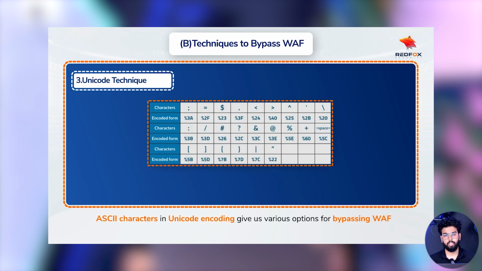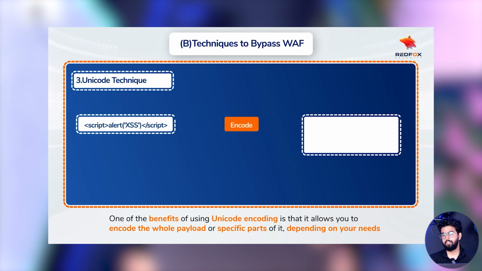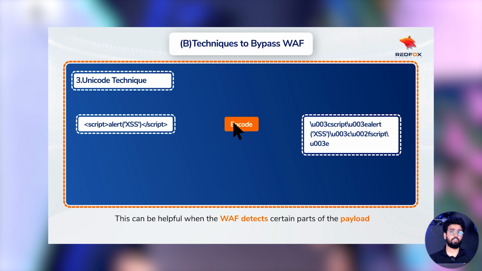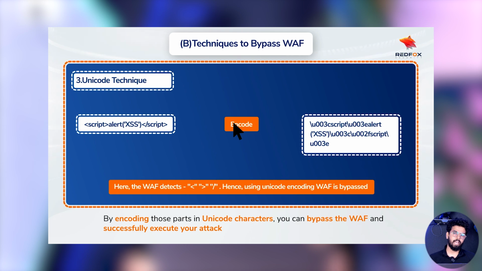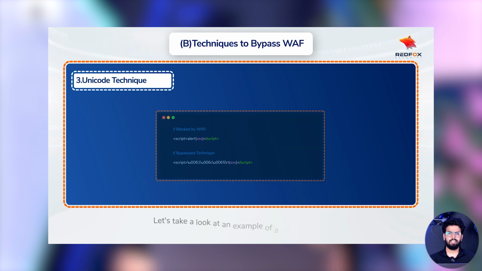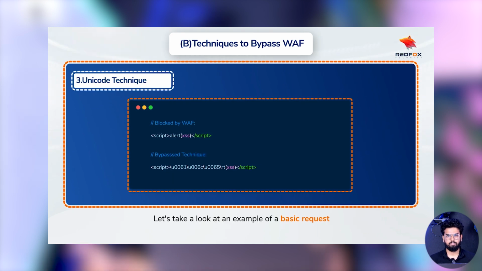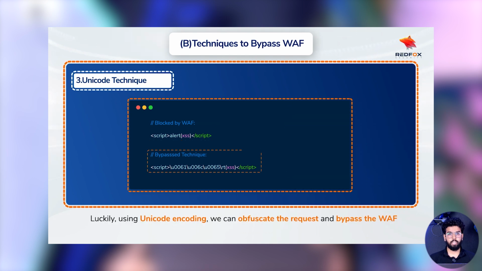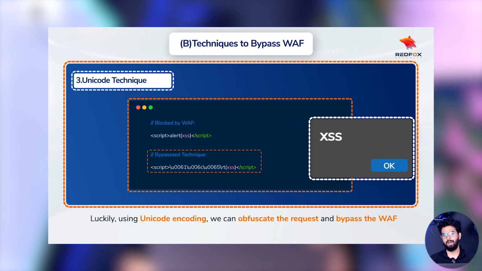ASCII characters in Unicode encoding give us various options for bypassing WAFs, as seen in the table. One of the benefits of using Unicode encoding is that it allows you to encode the whole payload or specific parts of it, depending on your needs. This can be helpful when the WAF detects certain parts of the payload. By encoding those parts in Unicode characters, you can bypass the WAF and successfully execute your attack. Let's take a look at an example of a basic request. Most WAFs can easily detect this request, making it ineffective for bypassing them. Luckily, using a Unicode encoding, we can obfuscate the request and bypass the WAF.